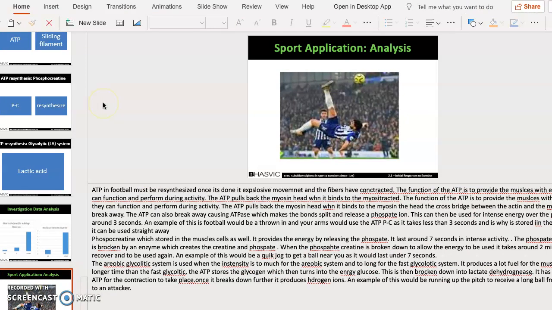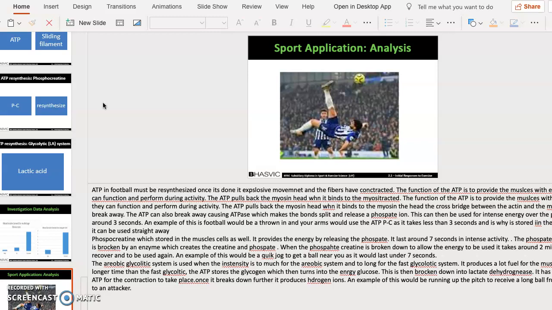Application analysis. ATP in football must be resynthesized once it has done the explosive movement and the fibers have been contracted. The function of the ATP is to provide the muscles with the energy so they can function and perform during the activity. The ATP pulls back the myosin head when it binds to the myosin.